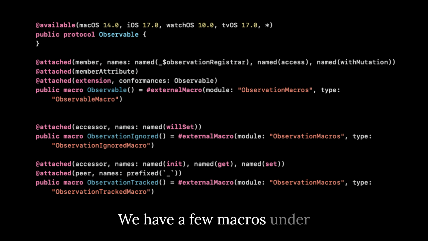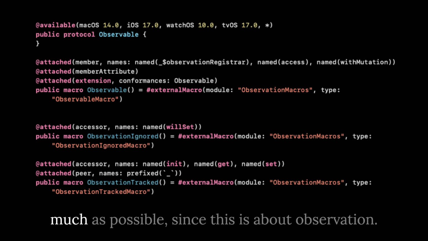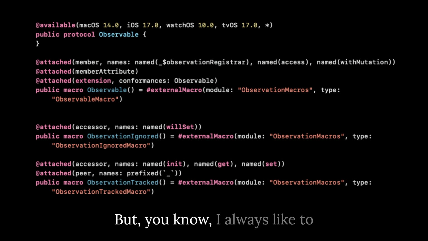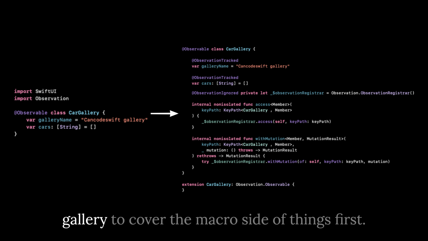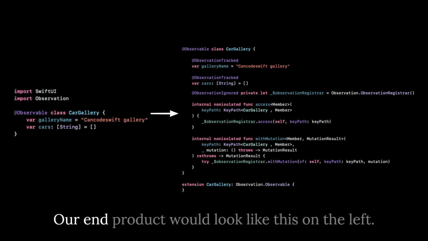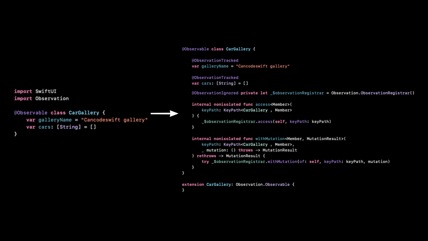We have a few macros under the tree of the Observable macro. I will try to explain things on a high level as much as possible since this is about observation, but I always like to talk about the details of things. So we will have this example struct called CarGallery to cover the macro side of things first. Our end product would look like this on the left. Then when you expand it, you would see the expansion on the right side.